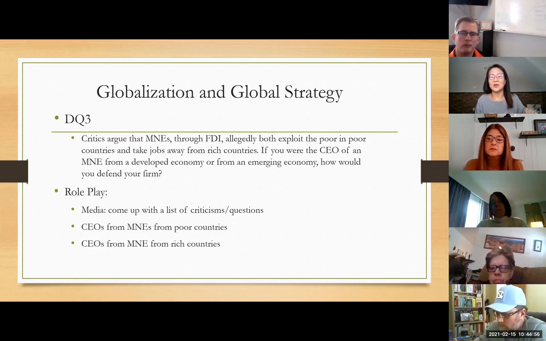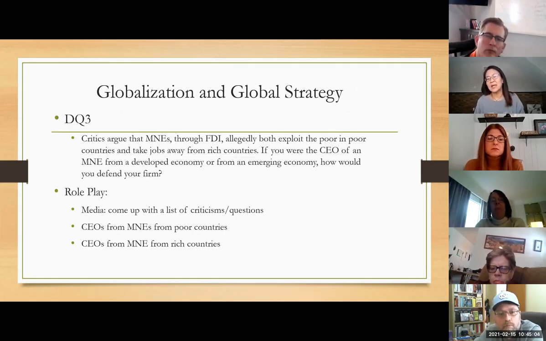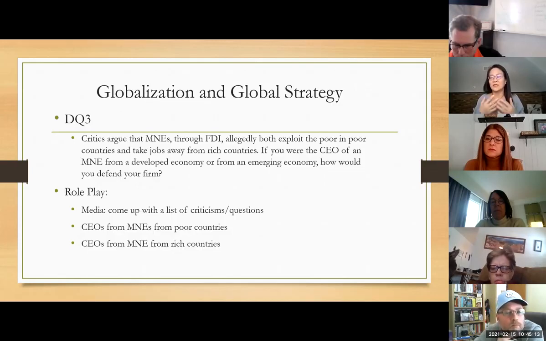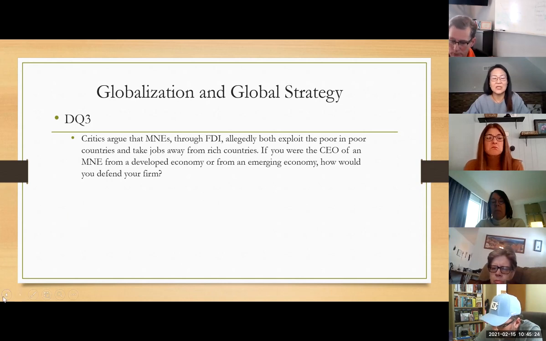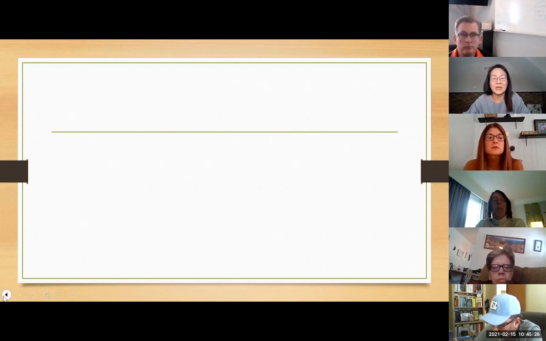team will role play the CEOs from MNEs from poor countries, and then another group will be CEOs from MNEs from richer countries, and they will be put in the breakout rooms again, have some debate, take notes, and then when they are back, we will share our ideas of what they get. That way, they are forced to really pay attention to the case and participate in the discussion. So that's just an example for the second one.